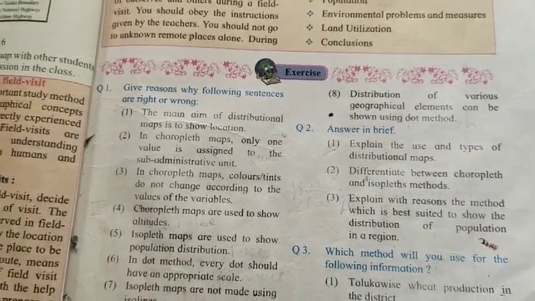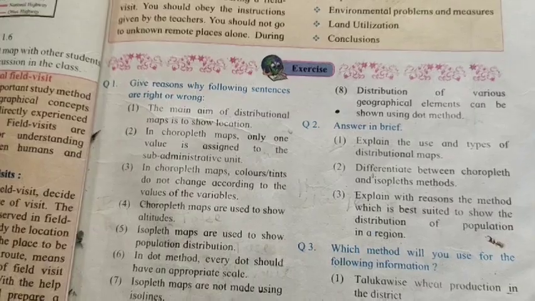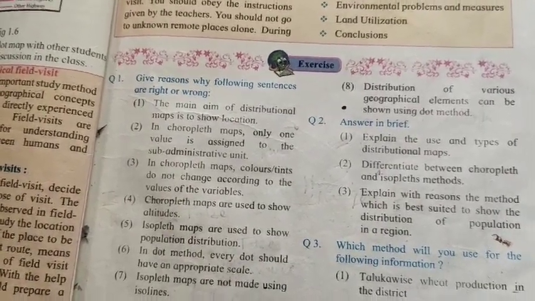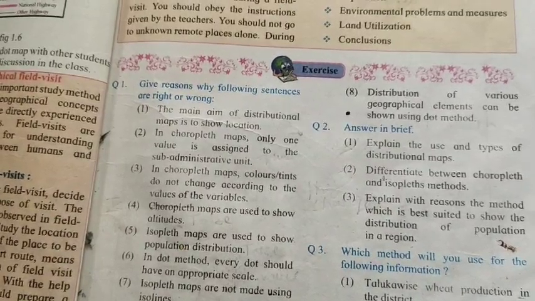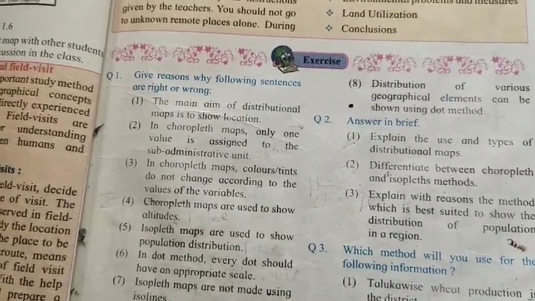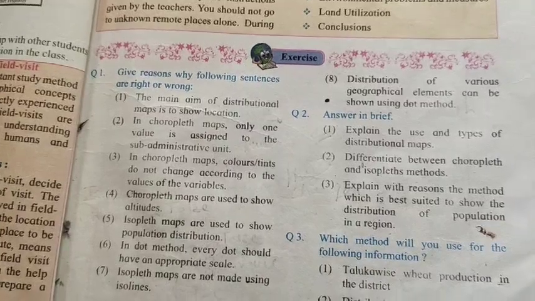And the third point in the isopleth method, there is no sub-administrative unit. So you will write down: sub-administrative unit is not considered.